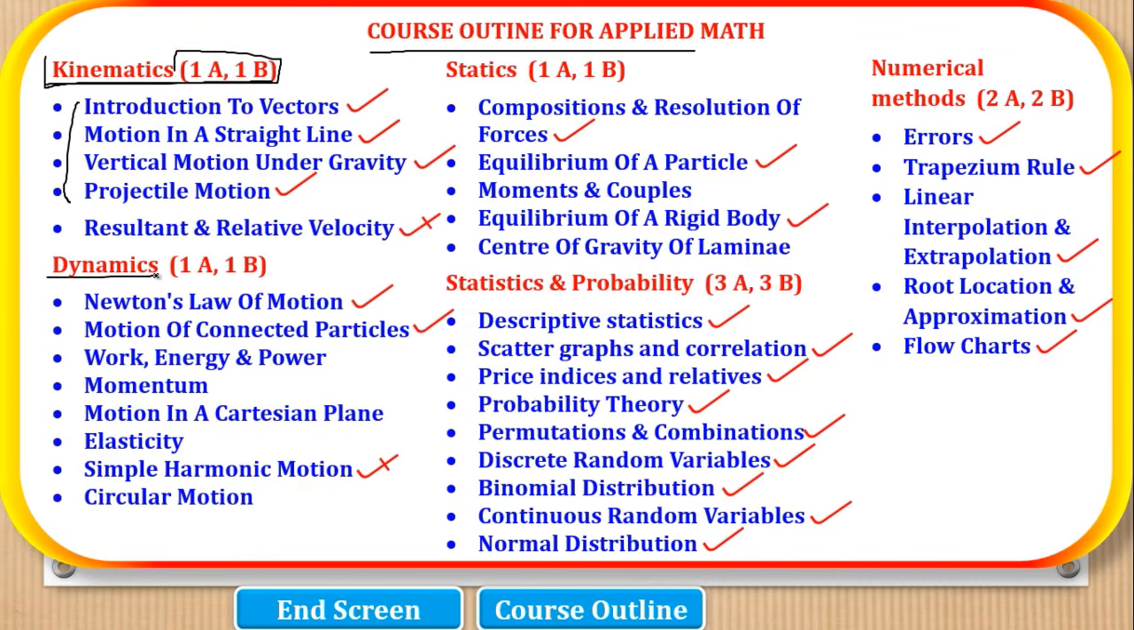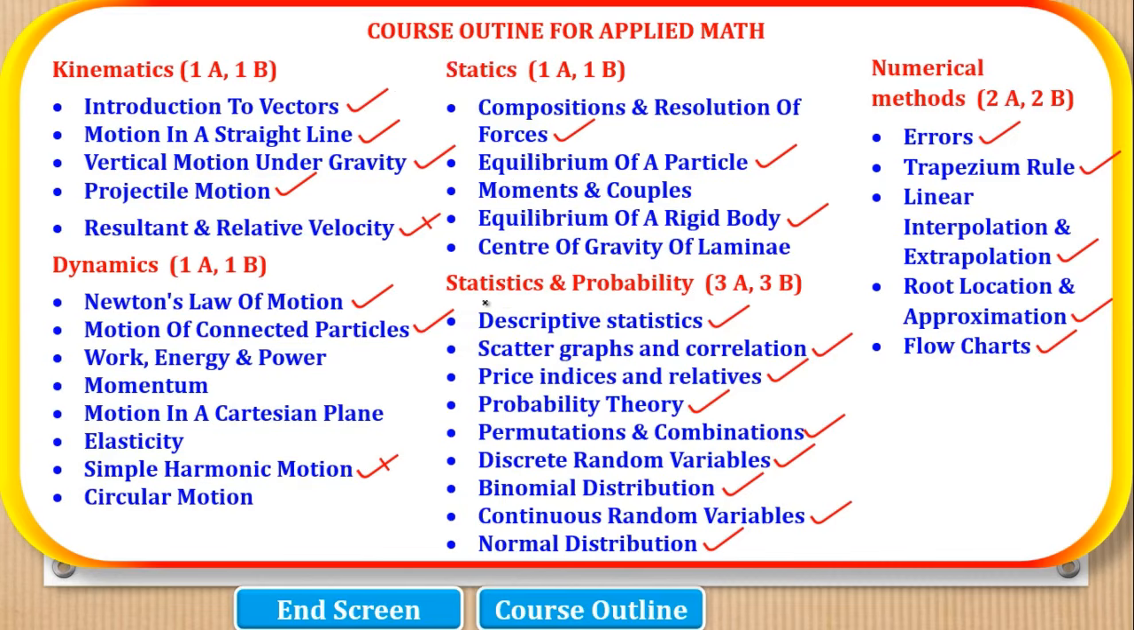The second part of mechanics is called dynamics, where one comes in section A, one in section B, and these are the topics. The third part of mechanics is called statics, where one comes in section A and one in section B, and these are the topics. So in total, 3 questions come in section A and 3 in section B under mechanics.